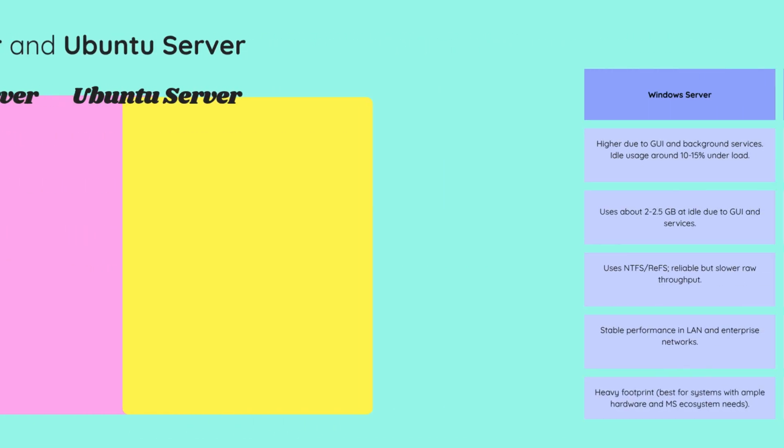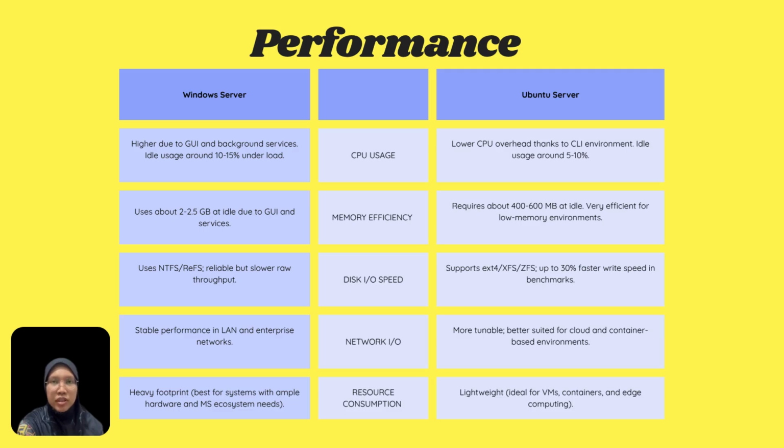Let's take a quick look at the performance comparisons between Windows Server and Ubuntu Server. Starting with CPU usage, Windows has higher idle usage, around 10 to 15% due to its GUI and background services, while Ubuntu is more lightweight, using just 5 to 10% thanks to its CLI environment. Memory efficiency also favors Ubuntu, which only needs 400 to 600 MB at idle compared to Windows using over 2 GB. For I/O speed, Windows uses NTFS, which is reliable but slower.